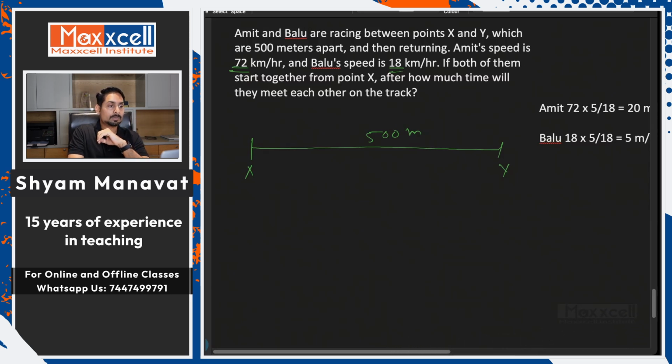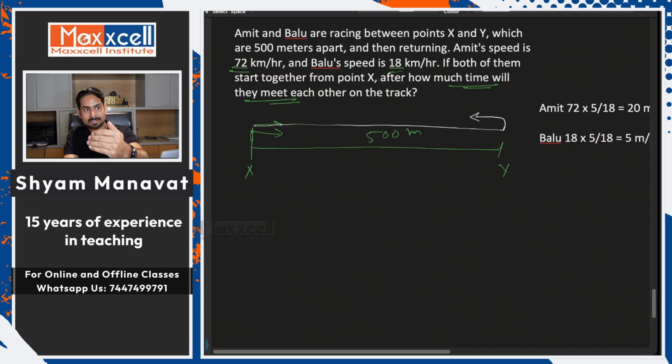Yeah. So now when they start, they are moving in the same direction. But Amit is faster. You see, it's a return journey, right? You go and then come back. So Amit is faster. That means Amit will reach here and return. Now the question is, when will they meet? They will definitely meet when Amit has reached point Y and is returning back.